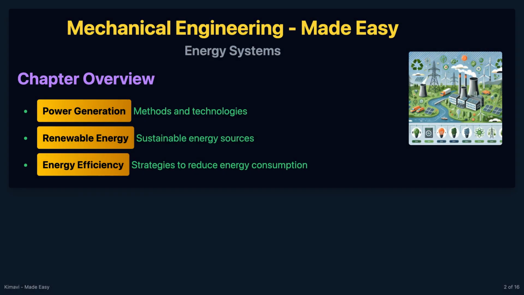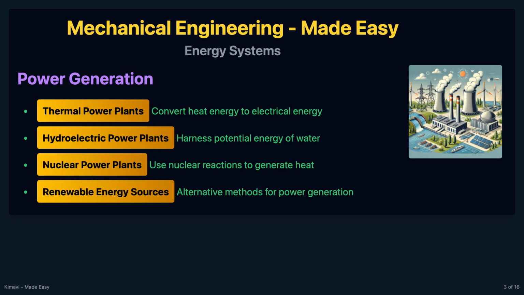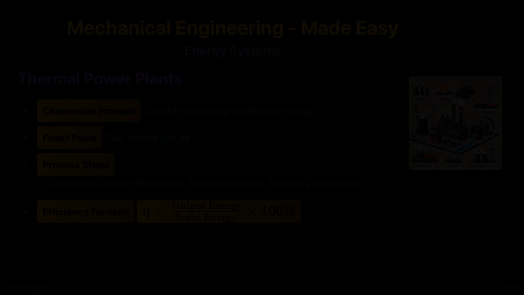In this chapter, we will cover power generation, renewable energy sources, and energy efficiency. These topics are fundamental to understanding how we produce, use, and conserve energy. Power generation refers to the process of producing electrical energy from various energy sources. The main methods of power generation include thermal power plants, hydroelectric power plants, nuclear power plants, and renewable energy sources.